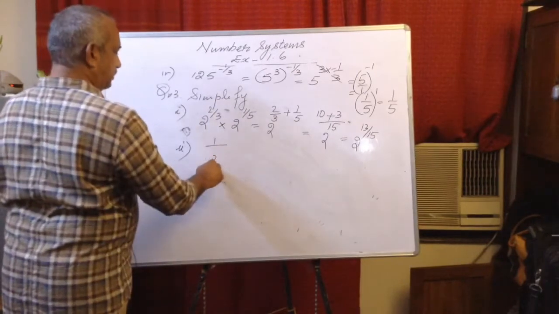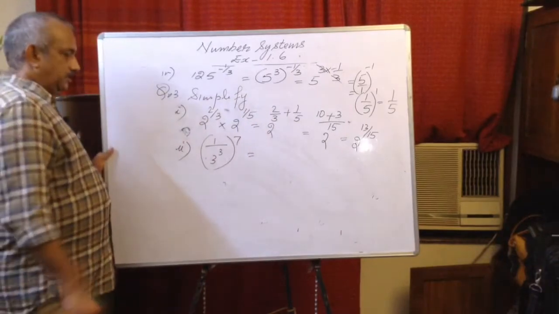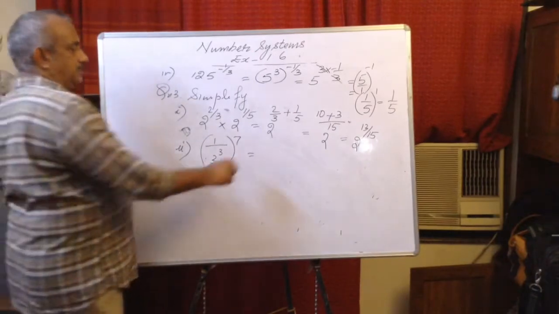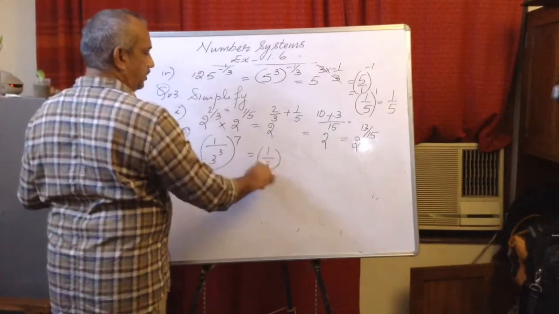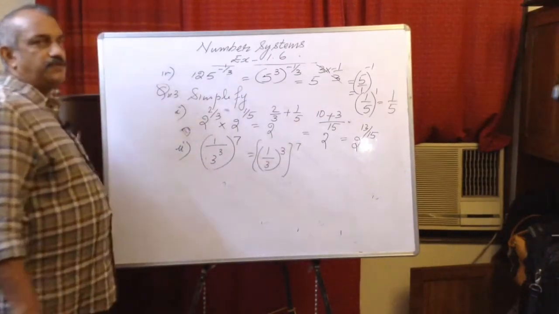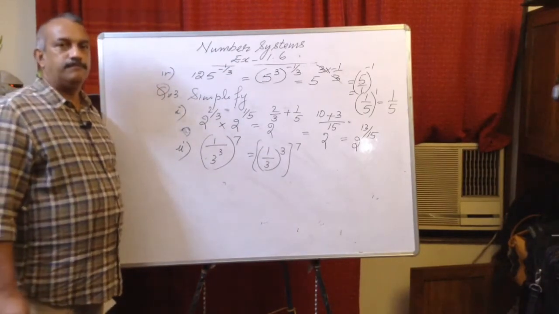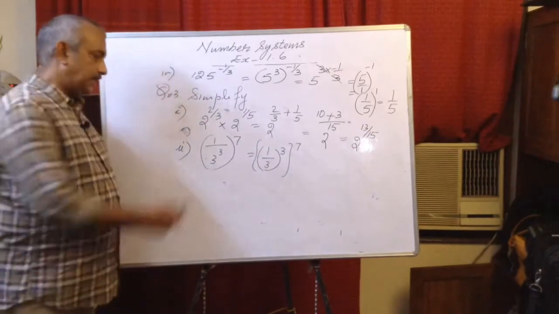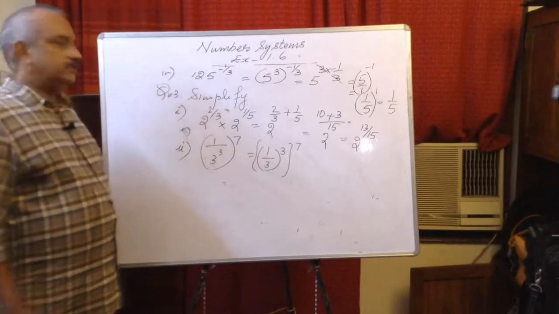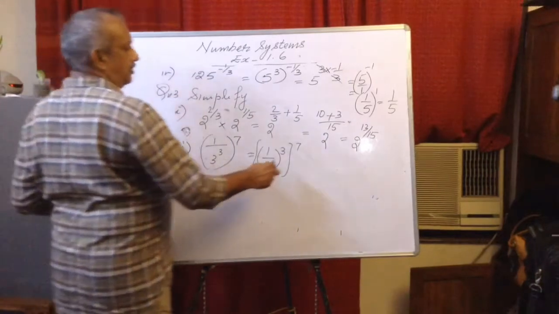1 upon 3 raised to 3 the whole raised to 7. See here in this case very simple only. 1 upon 3 raised to 3 is same as 1 upon 3 the whole raised to 3 the whole raised to 7. Because if you multiply 1 any number of times, the answer is 1 only. So 1 you can give any power. At present the power is only for 3. But there is nothing wrong if I give 1 also power 3. So I am going to write 1 upon 3 the whole raised to 3 the whole raised to 7.